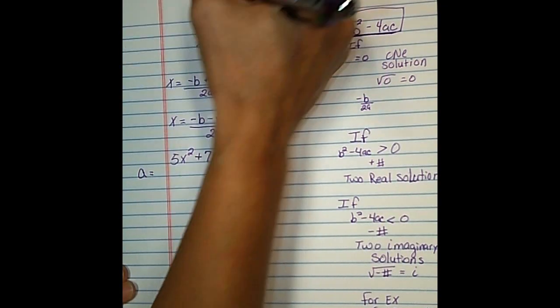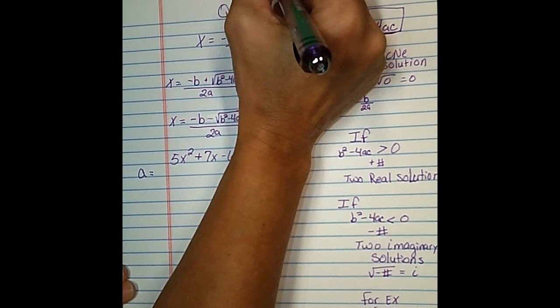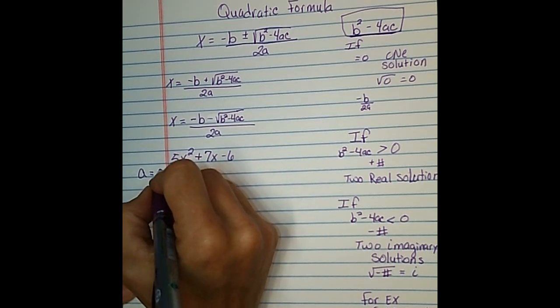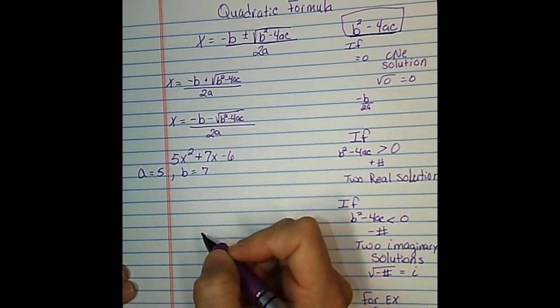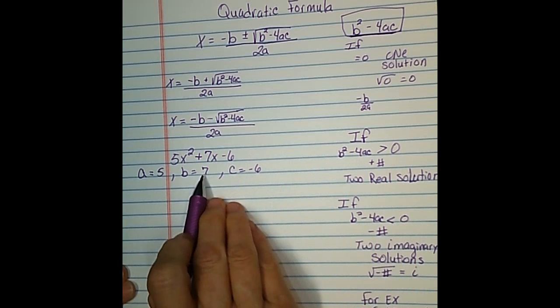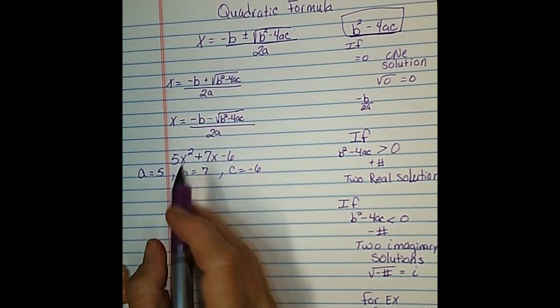I'm going to write here at the top of the page. A quadratic should be written like this. And it is. So I can tell what a is. A is 5. B is 7, and it's a positive 7, so there's no need to put the negative there. C is negative 6. It is important to have the negative signs with these because it can change our outcome.